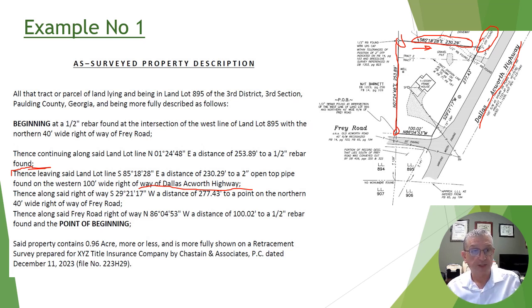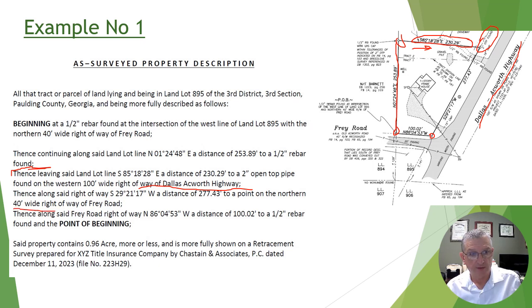Thence along said right of way, south 29°21'27" west, a distance of 227.43 feet to a point. So if there's nothing there, it's just a point. It's just a geographical location, a coordinate position, whatever you want to call it. It's just a point. It's not a 1/2 inch rebar. It's not a 2-inch open pipe. It's just a point on the northern right of way of Fry Road.